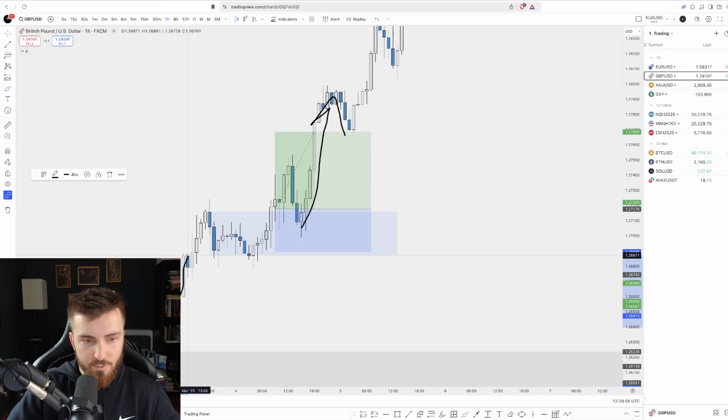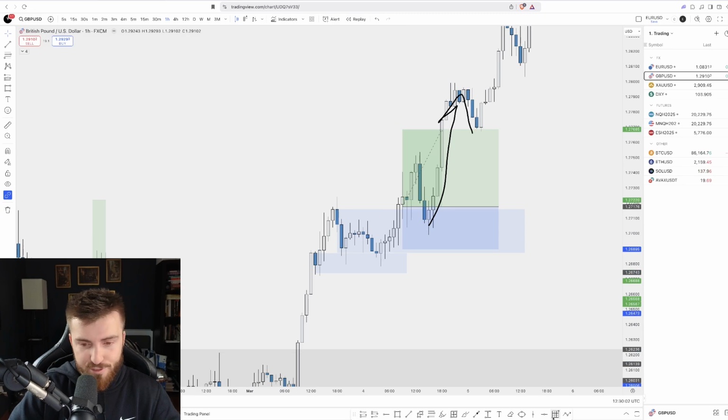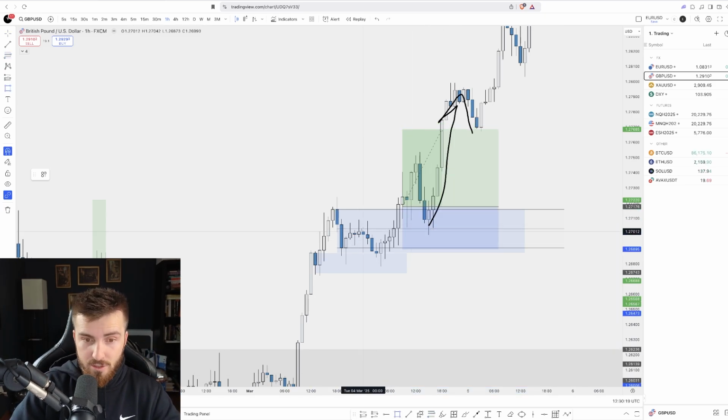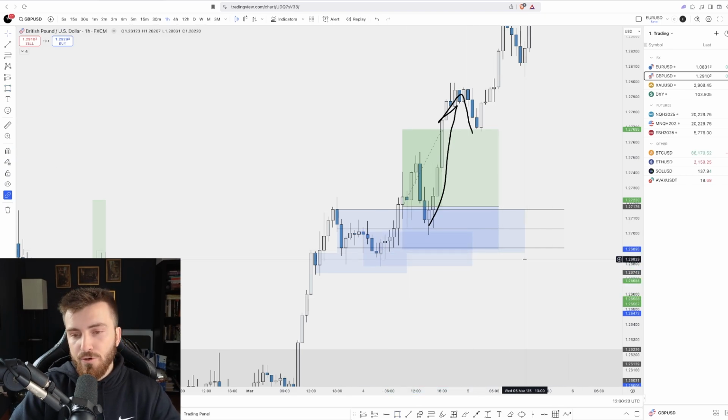So we have a continuation order block. Notice how this one was always respected. This order block has always been respected, moves higher, creates this new order block, comes to this extreme. So notice how right here on this order block, if we extend this to the right, the 50% is respected, and the 50% is also paired with this order block, right? Can you see how beautiful that is?